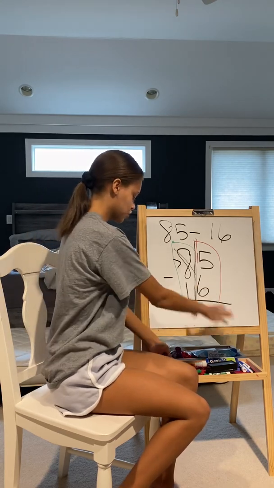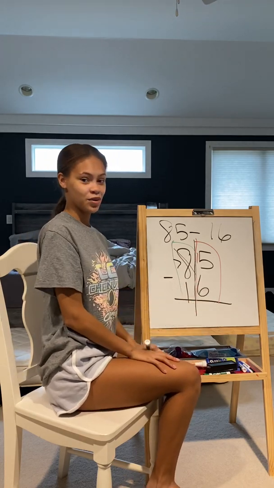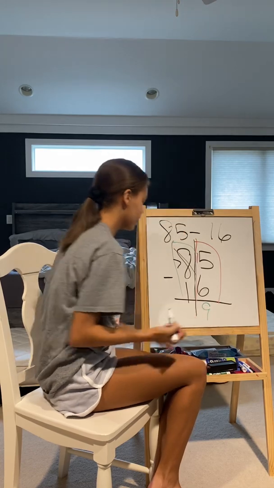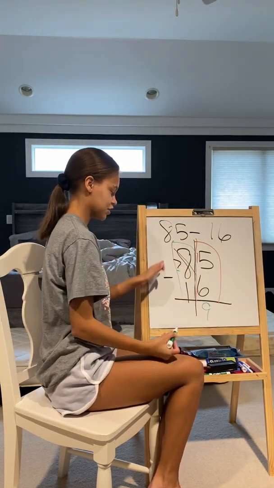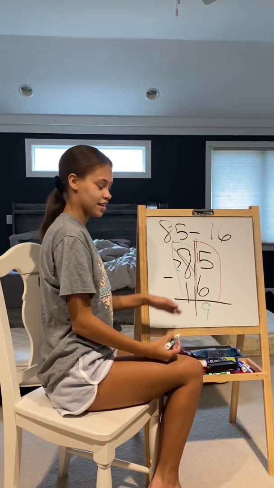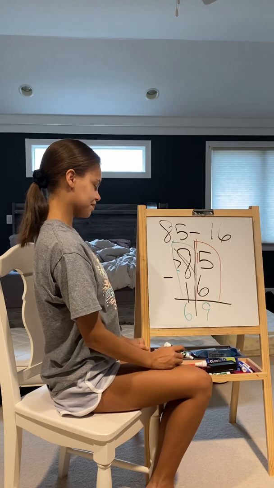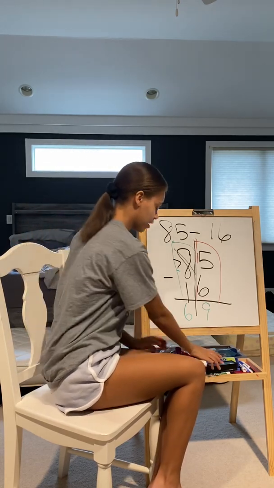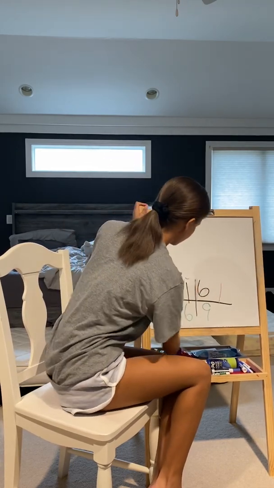So now we can subtract. What's 15 minus 6? We get 9, right? So that becomes 9. And then instead of 8, we have the 7 here. So 7 minus 1 is 6. So the answer is 69. Awesome, so we have 2 more.